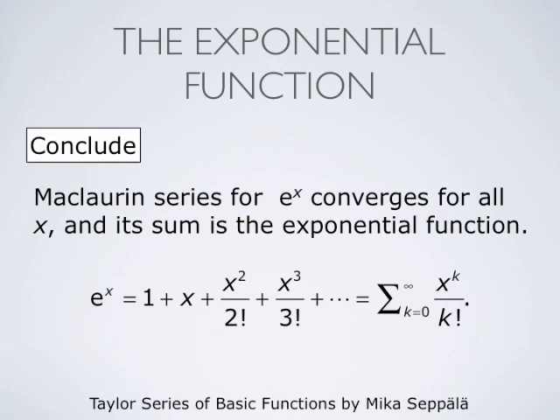And this means that the Maclaurin series for the exponential function e to the x, that is the Taylor series at the origin, which converges for all x, gives as its sum the exponential function. That is, for all x we have e to the x equals the sum of the series 1 plus x plus x squared over 2 factorial plus x cubed over 3 factorial plus and so forth. That is, summation k from 0 to infinity of x to the power k divided by k factorial.